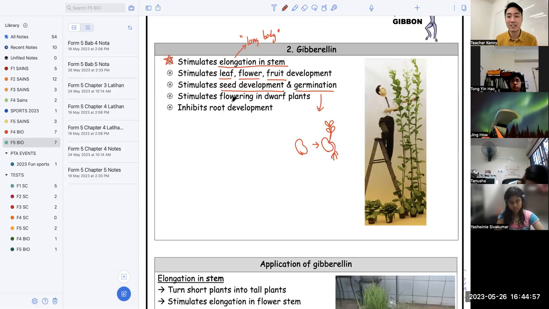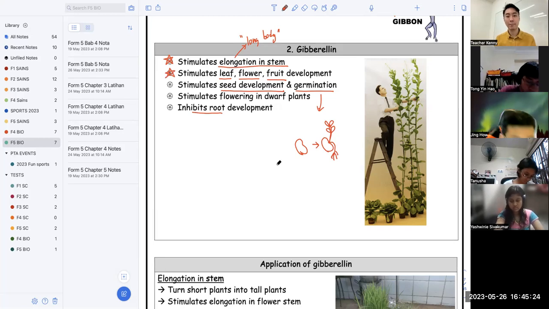All right, the germination. Next, it stimulates flowering as well in dwarf plants. Okay, can just know at least. It inhibits root development. So it's like making the plant tall, but making the plant unstable at the same time. So there's a giveaway over here in terms of roots. Okay, but other than that, start with the first and second. And the third one.